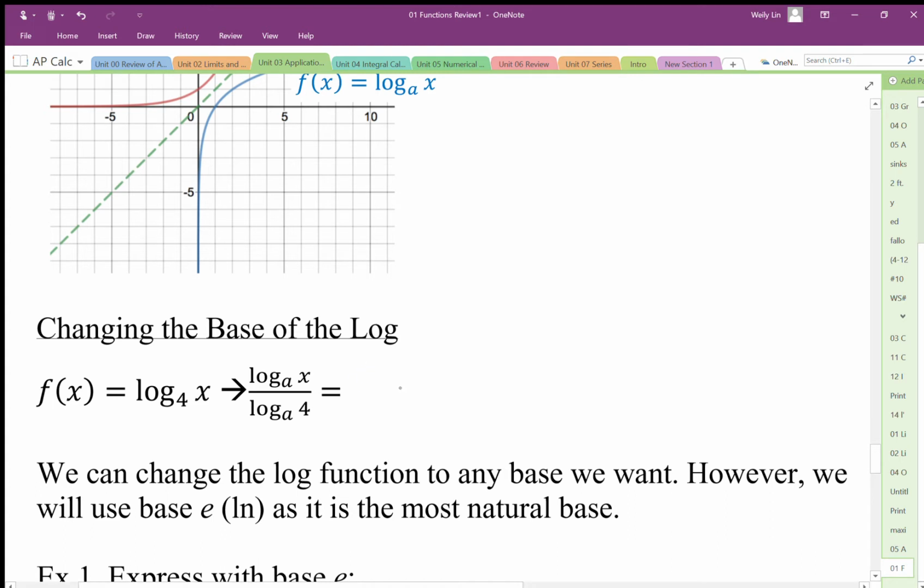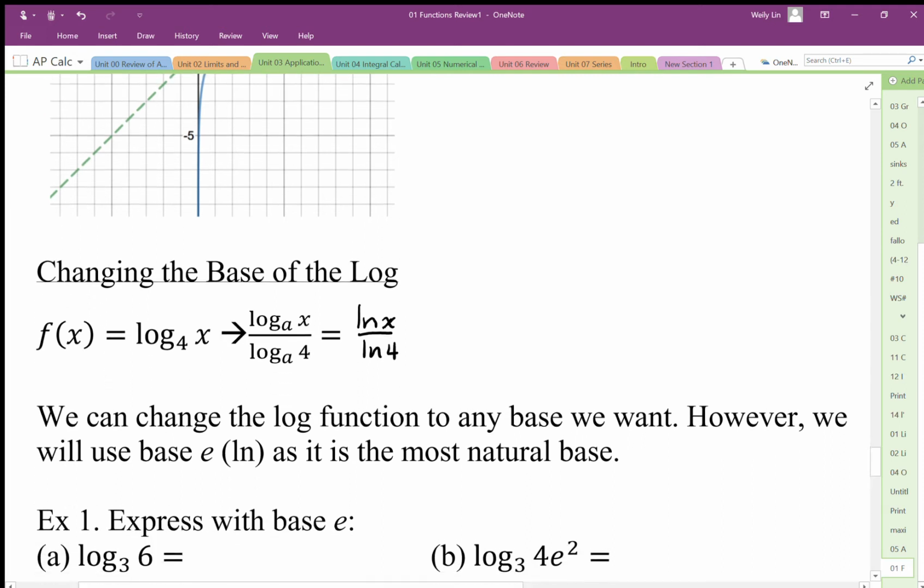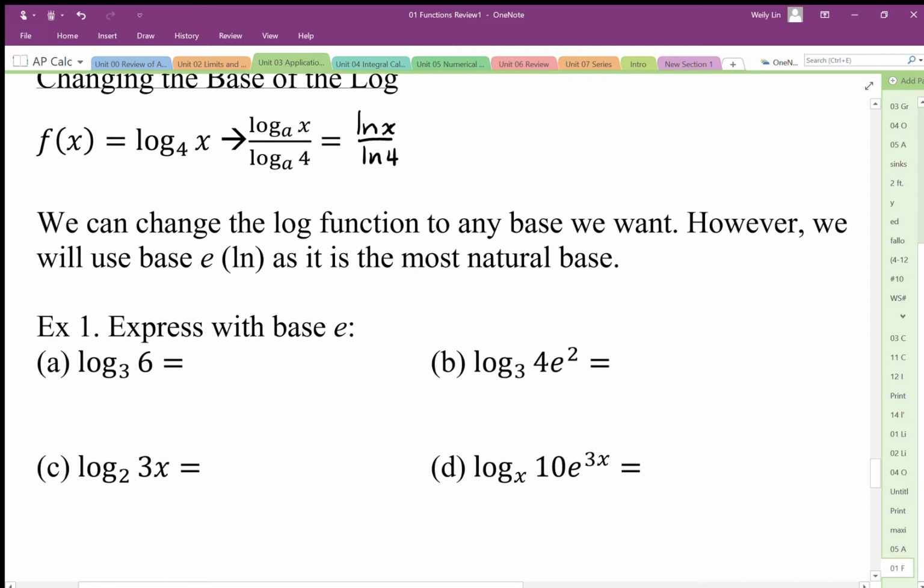So if I want to change this to base E, I'm just going to change colors here. We're going to end up with the natural log of x over the natural log of the base. In this case, it's base 4. Okay, so we want to change everything to the natural logarithm, which we just call the log or ln. So these ones we can just express with base E. Okay, and our calculator has base E, so we can just punch these into our calculators afterwards.